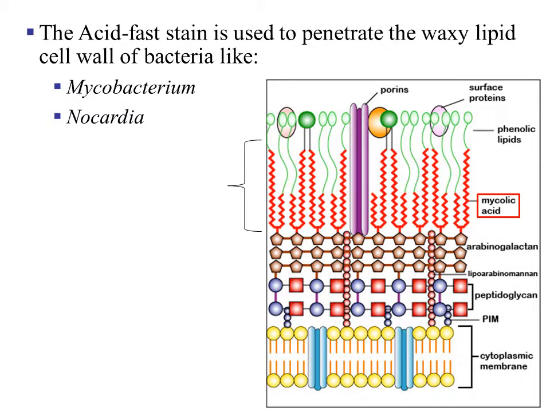The acid-fast stain is used to penetrate the waxy lipid cell wall of bacteria like Mycobacterium and Nocardia. Notice in the image you have a thick, waxy mycolic layer. This mycolic layer is composed of mycolic acid, a waxy lipid.